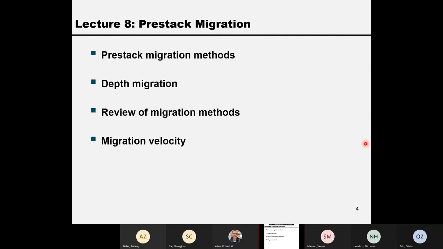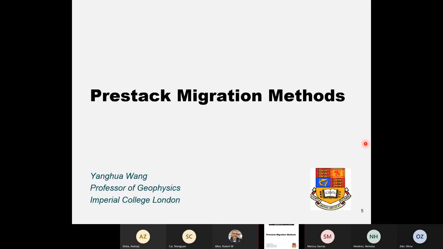Then we review the migration methods, which basically compares the difference of migrations in the post-stack domain and the pre-stack domain. Finally, we will discuss one of the key parameters in migration, which is velocity. So, pre-stack migration methods.